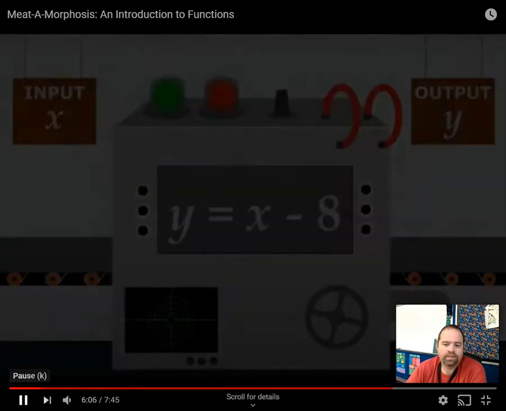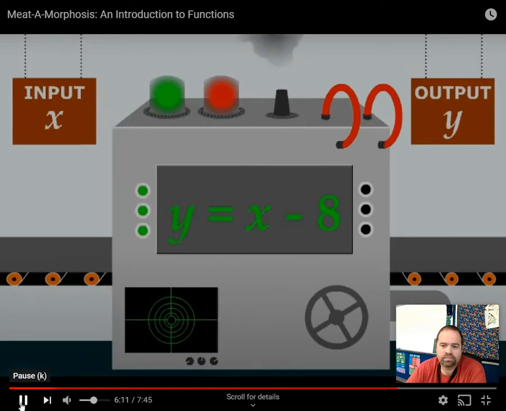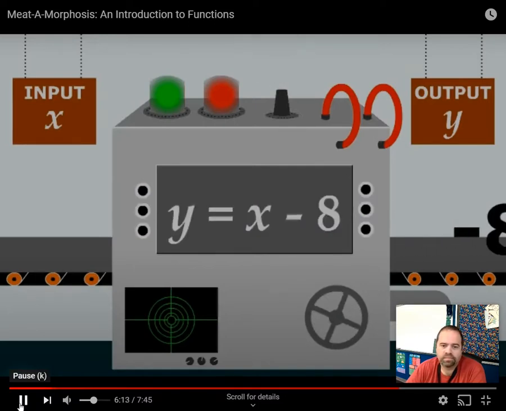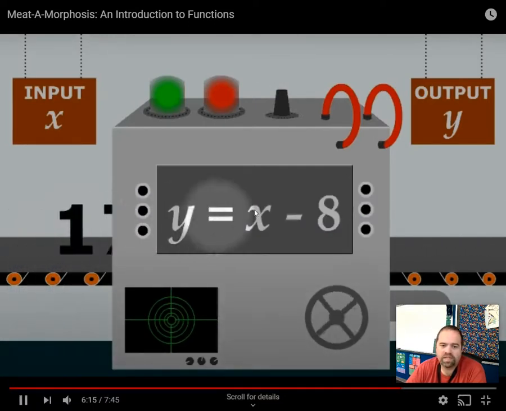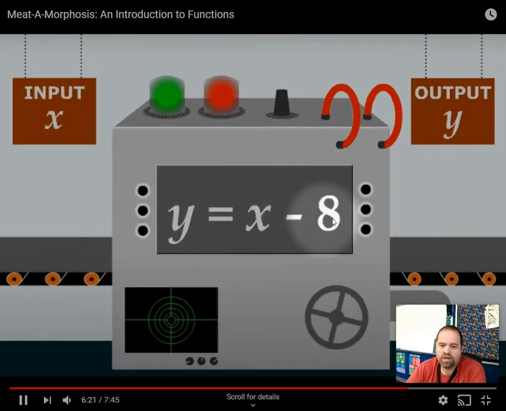All right, last little bit here. Okay, input of 0. That is your x value. So over here, 0 minus 8. What's the output going to be? 17 minus 8. Negative 3 minus 8.